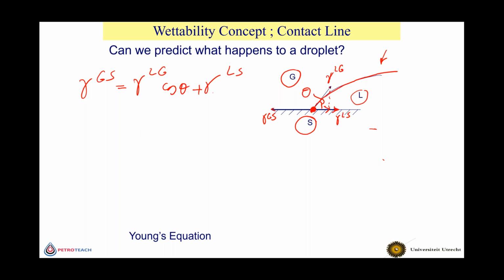So this is actually simple. What it is telling you is that depending on this gamma ls and gamma lg, if gamma gs is less than gamma ls, what does it mean? That means it's a hydrophobic solid. Because if you remember, I said for a hydrophilic solid, the interfacial energy between gas and solid is larger than the interfacial energy between liquid and solid, and so is the surface tension values. So what is shown here is really for a hydrophilic solid.